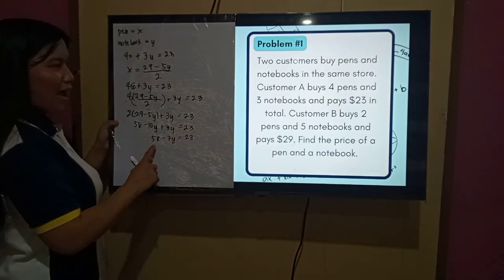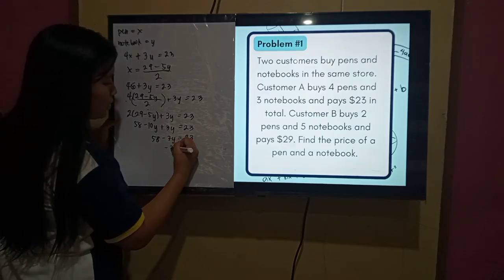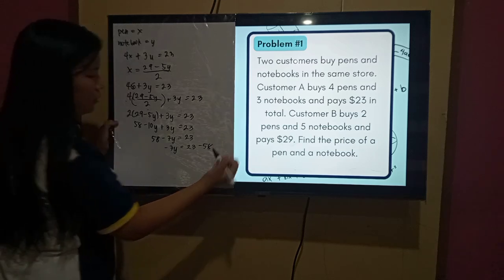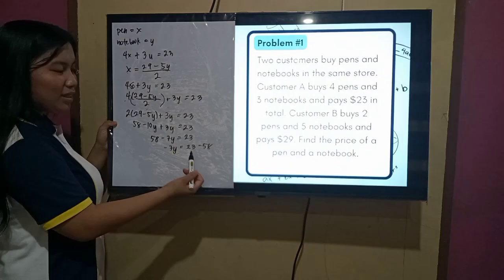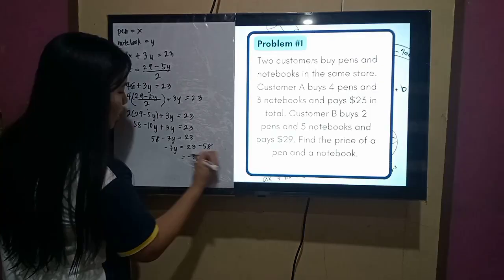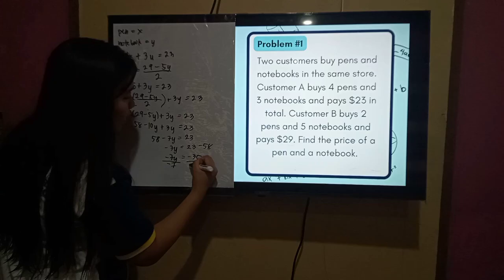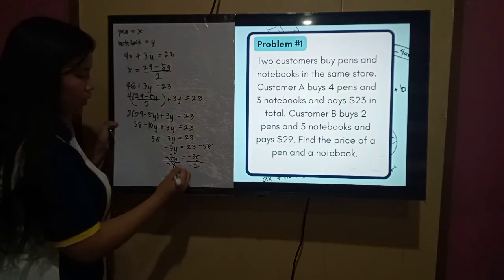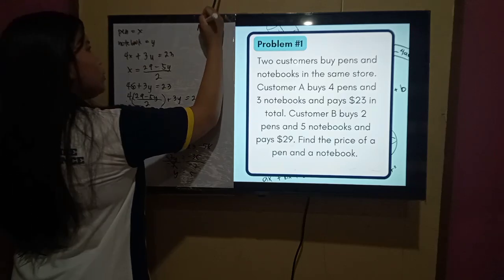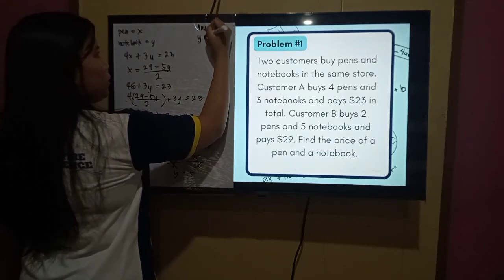So, additive property of equality, lilipat natin siya dito. So, we have negative 7y equals 23 minus 58. So, 23 minus 58, that would be negative 35. And then, copy natin to. And then, divide natin siya both by negative 7 para makuha na natin yung value ni y. So, y equals 5. So, sulat natin dito yung answer. y equals 5.